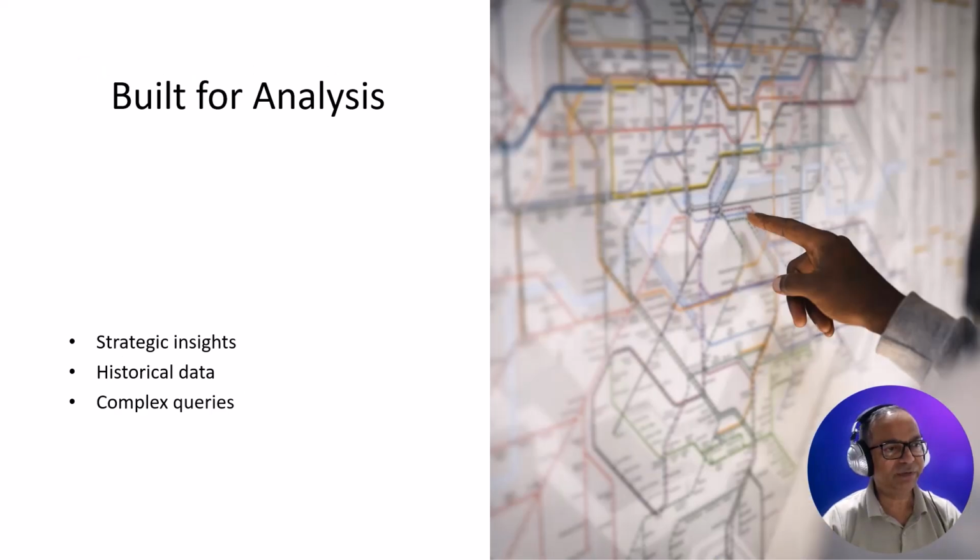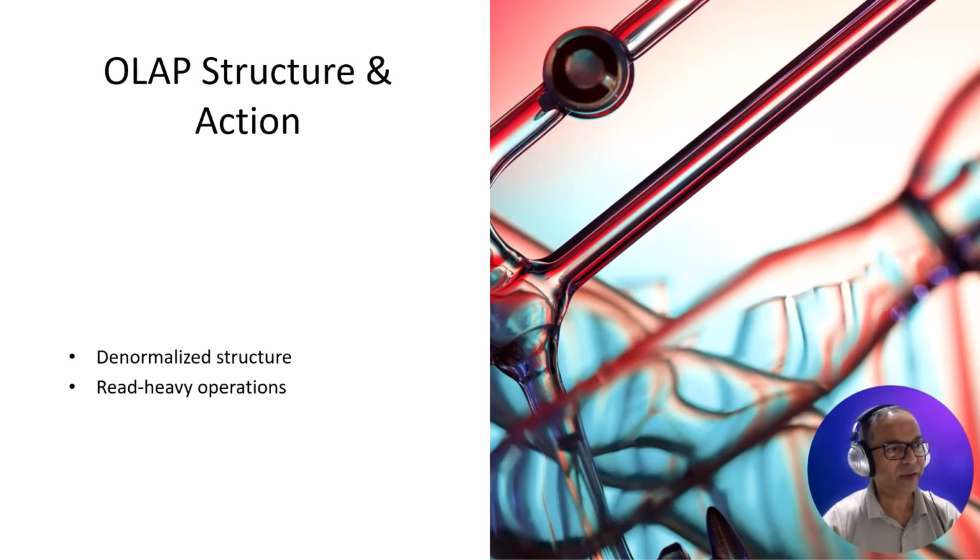OLAP systems help analysts and decision makers run complex queries on large historical data sets. Data is stored in denormalized formats for faster querying. These systems are optimized for read operations.